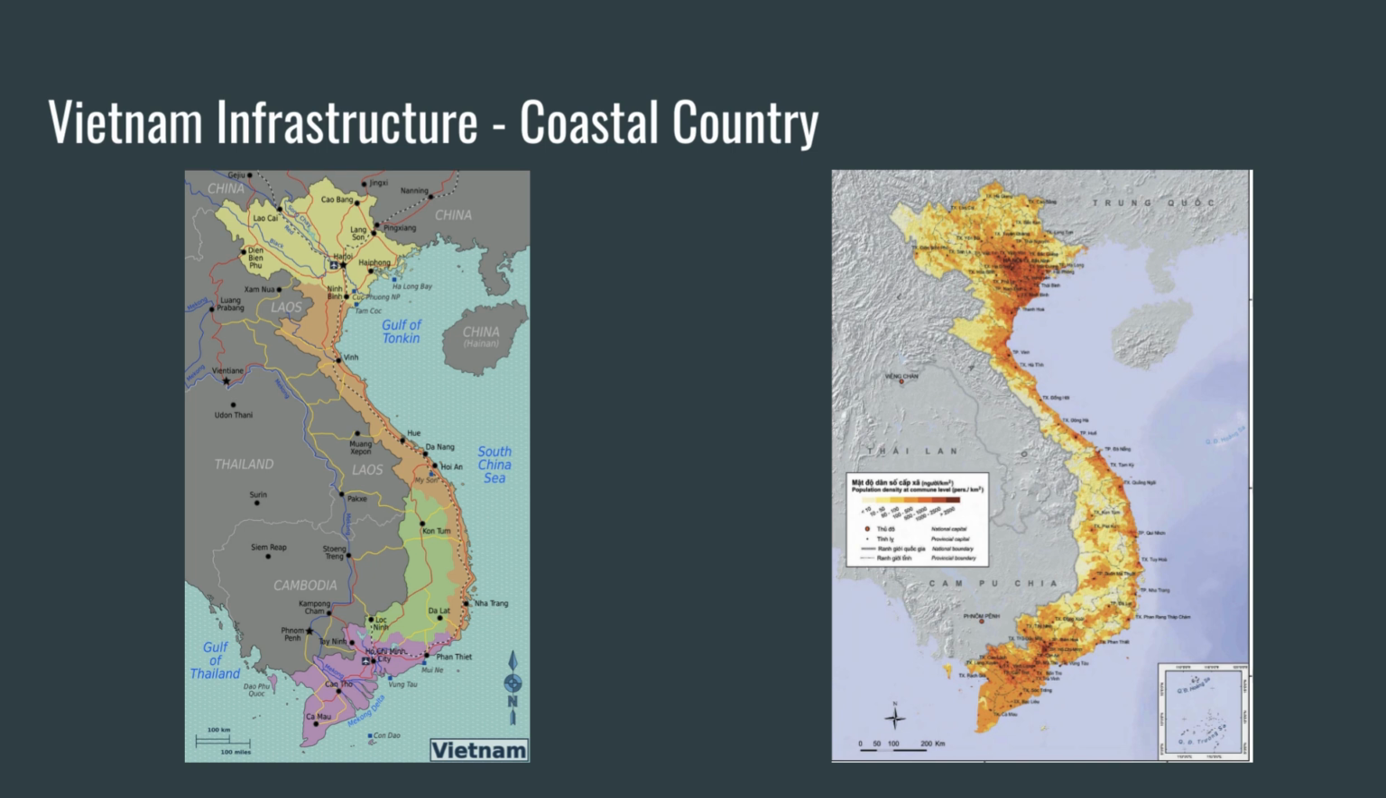Looking at the infrastructure of Vietnam, we note it's a coastal country, and with that we have many seaports as well as a developed train line in addition to roadways, and it has proximity all along to the coast, and that's also where the population density is highest.